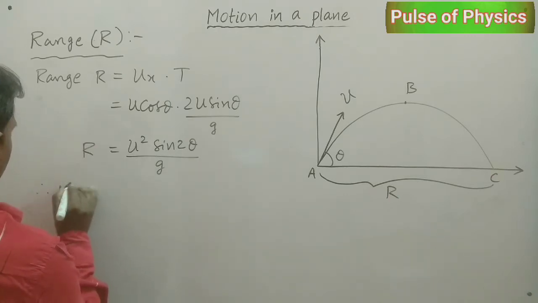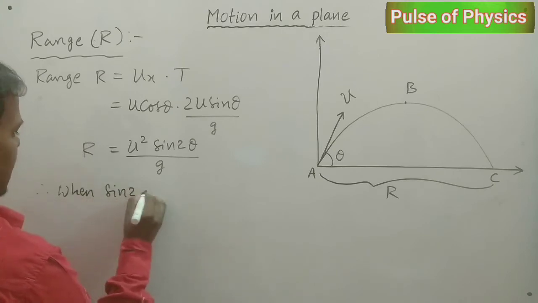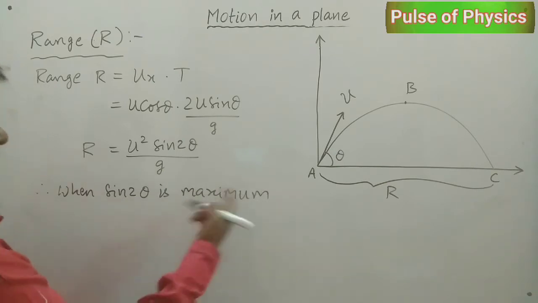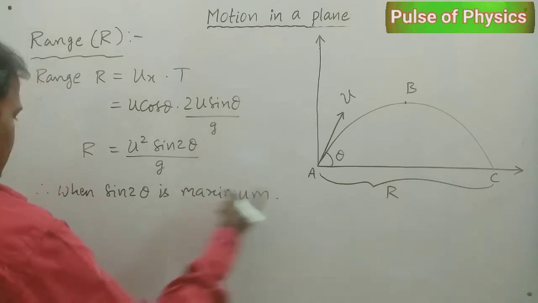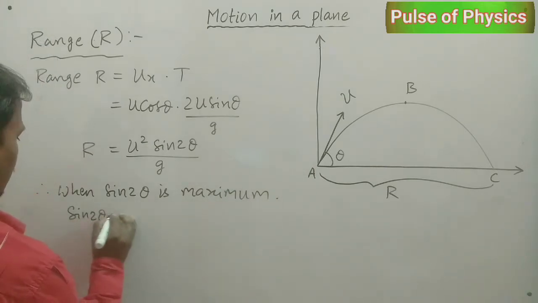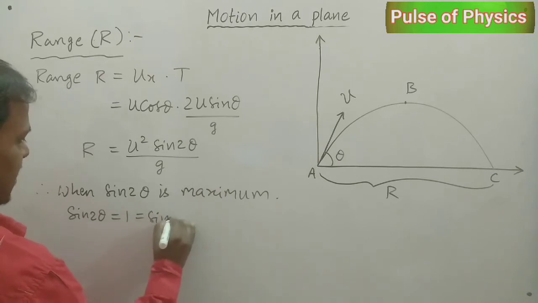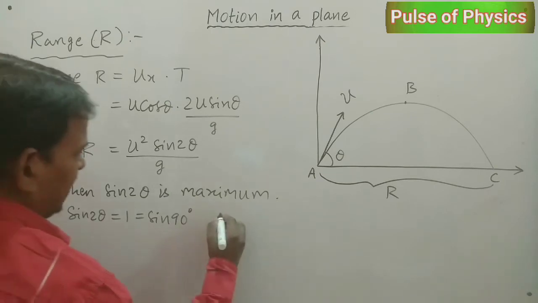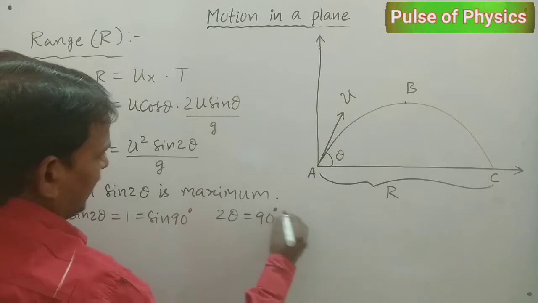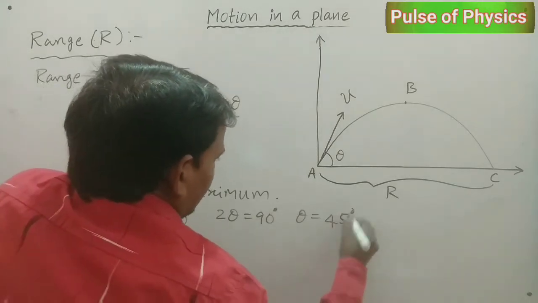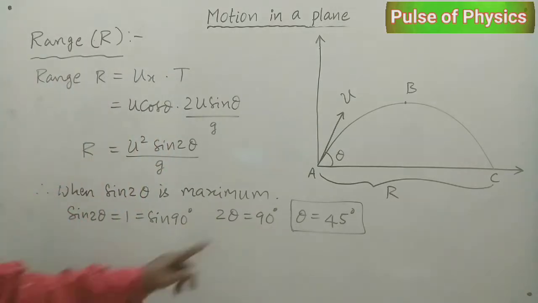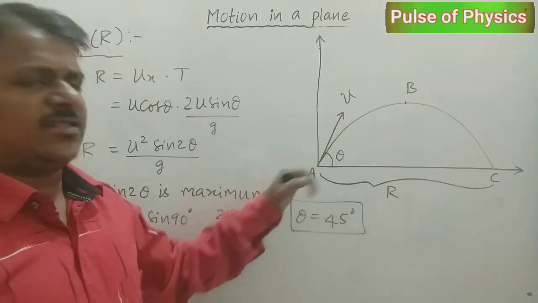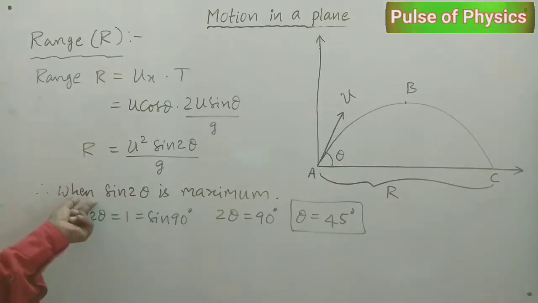So what is the maximum value of sin 2 theta? Plus 1. Okay, so sin 2 theta is equal to 1. It is nothing but sin 90. So 2 theta is 90, then theta is equal to 45. For this angle, we get the maximum range. When the body is projected at a 45 degree angle with the horizontal, the range will be maximum.